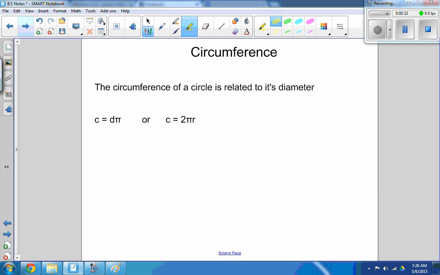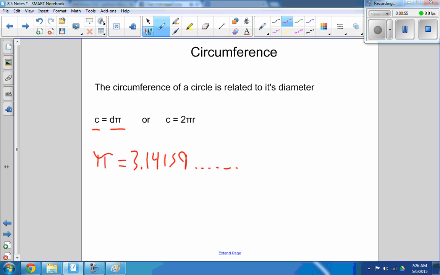Now, the equation for the circumference is directly related to the diameter, which of course is then related to the radius. So our equation is fairly simple. C, which is the circumference, equals the diameter times pi. Now pi is the number 3.14159, and it keeps going. And then also the circumference we can put as 2 pi r.